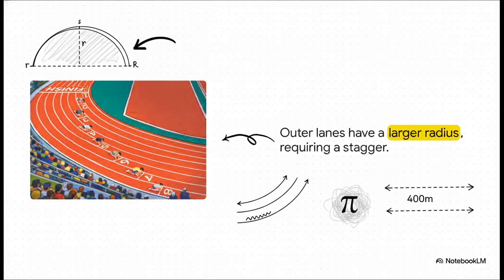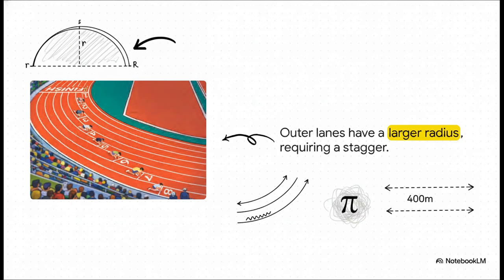Let's think back to those runners. The track is built of straight stretches and semicircles. Now, on the straight stretches, everyone is running the exact same identical distance. But on the curves, the runner in the second, third, or outermost lane is running on a semicircle with a much larger radius. And because circumference is tied directly to that radius through our constant pi, a larger radius literally means a longer physical distance to run.